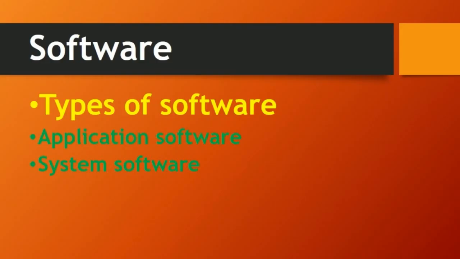The next one we are going to see is what is meant by software. Software is a collection of computer programs that instructs the hardware to perform tasks. It will collect all the programs in the computer and instruct the hardware to perform a task. That is called software. There are two types of software: application software and system software. Let us see one by one.